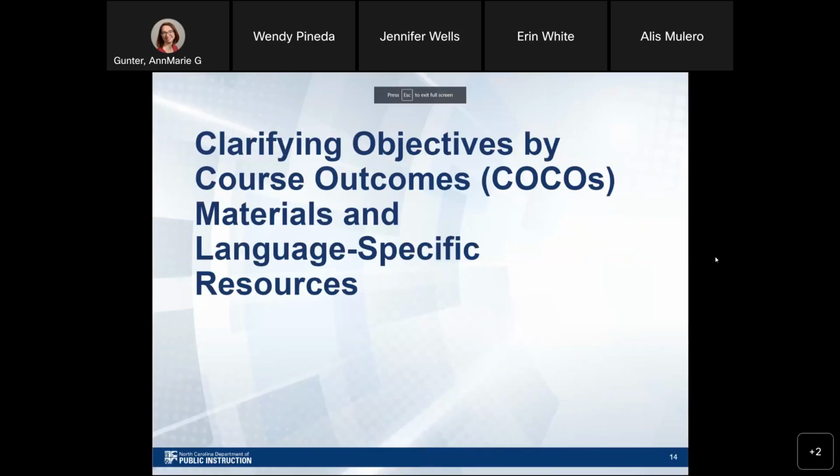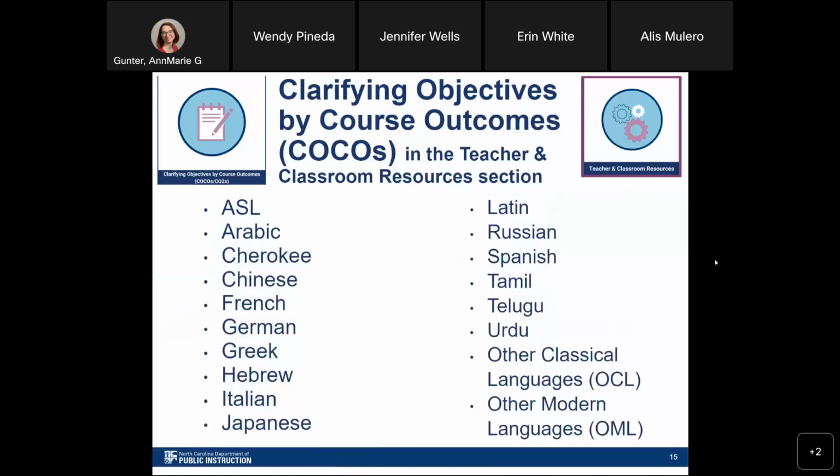So we reached the C in our ABCs and D presentation, and I want to talk to you about our clarifying objectives by course outcomes, or COCOs documents. That's what they came to be called, and some language specific resources that are available in our World Languages Resources Hub. First and foremost, we have clarifying objectives by course outcomes documents for every language we teach in North Carolina.